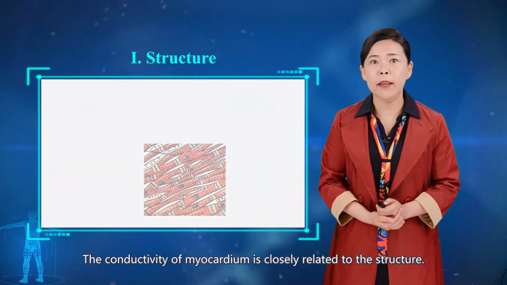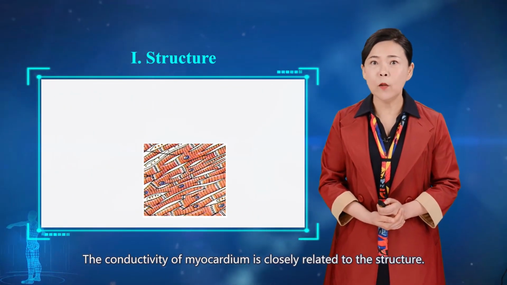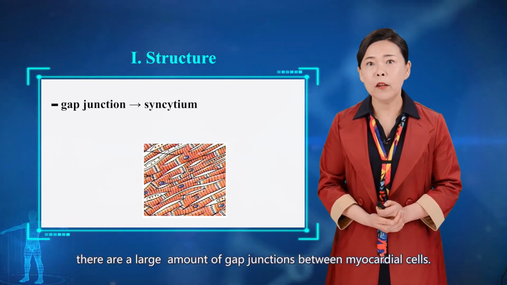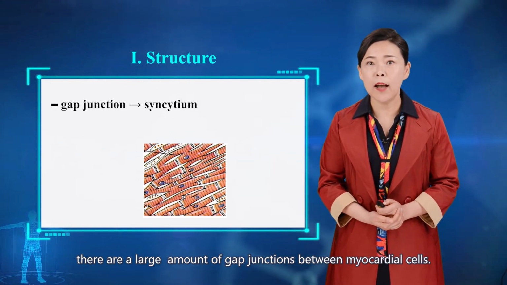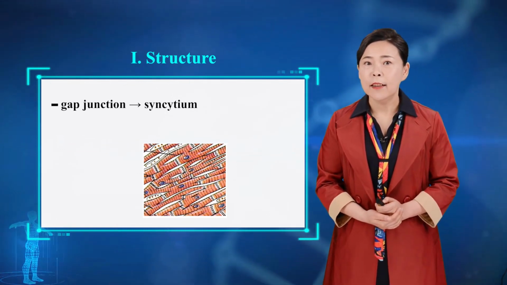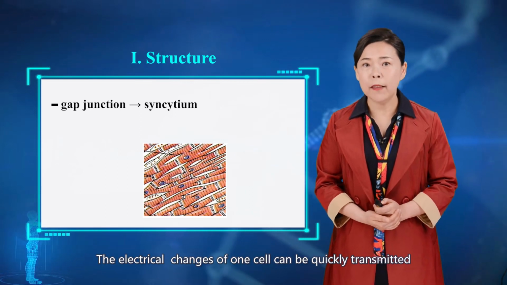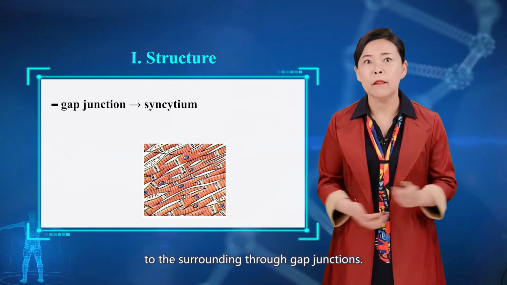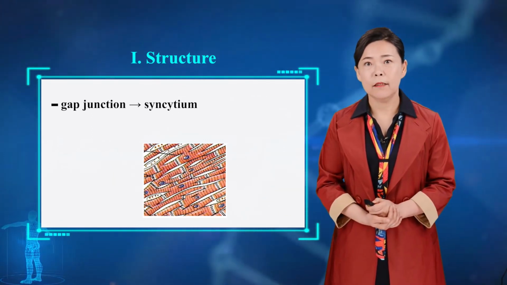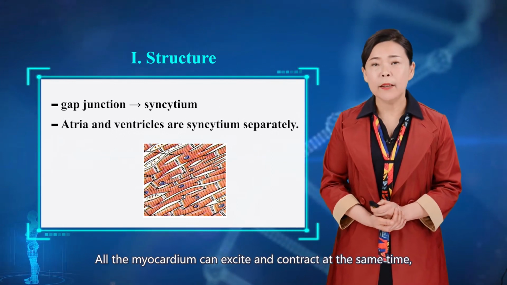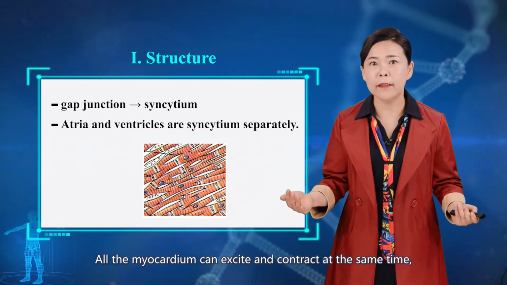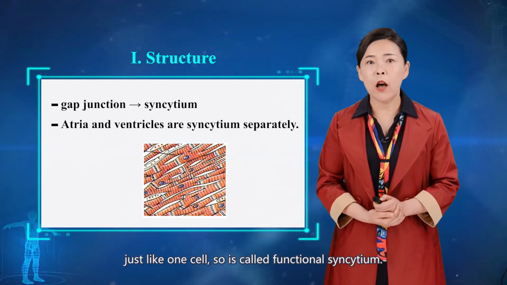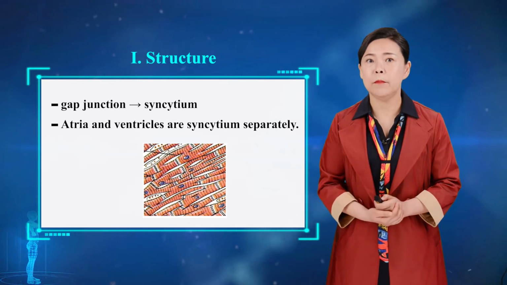The conductivity of myocardium is closely related to the structure. There are a large amount of gap junctions between myocardial cells. The electrical change of one cell can be quickly transmitted to the surrounding through gap junctions. All the myocardium can excite and contract at the same time, just like one cell, so it's called functional syncytium.